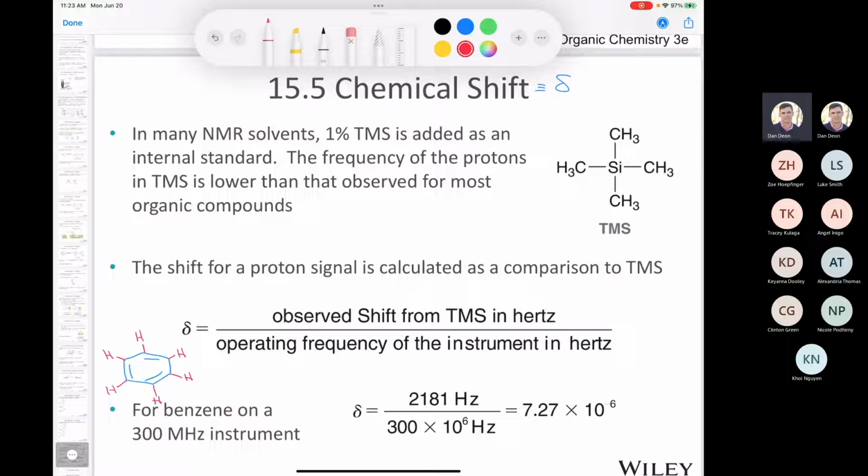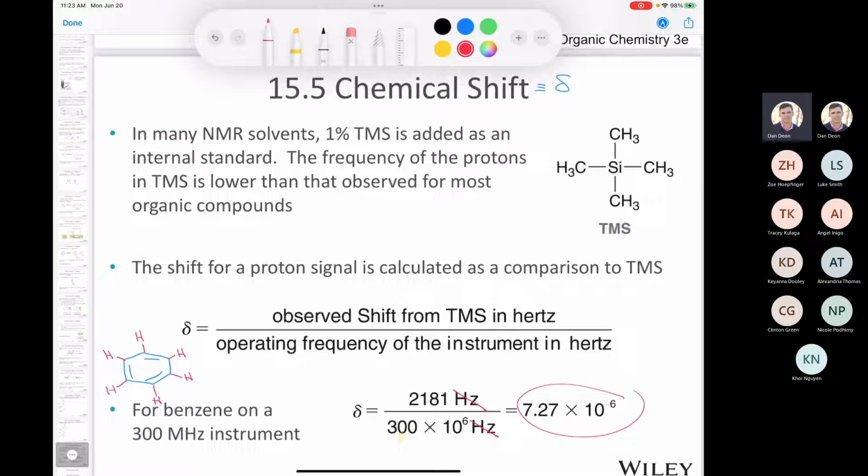When you look at the absorption frequency of these protons in a 300 megahertz instrument, we see that their absorption frequency is 2,181 hertz. So we divide that by the operating frequency of the spectrometer, which is 300 megahertz, or 300 times 10 to the power of 6 hertz. The units of hertz cancel out, and we get a unitless number, which is 7.27 times 10 to the negative 6.